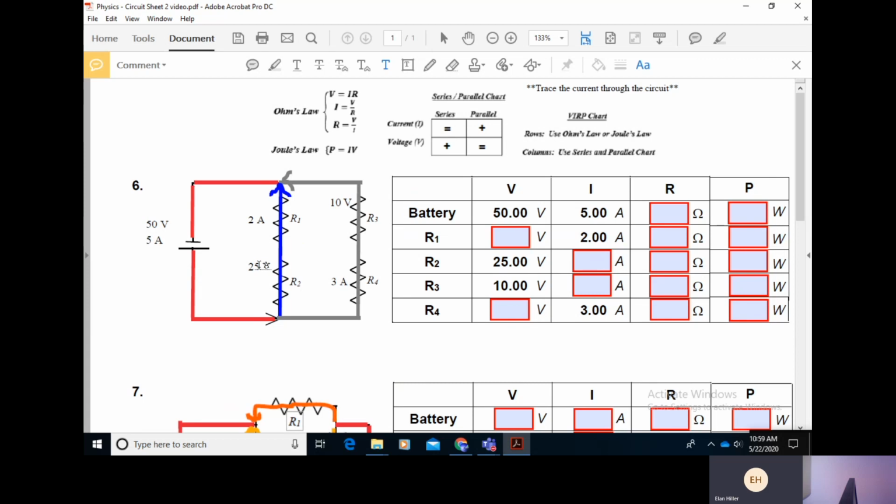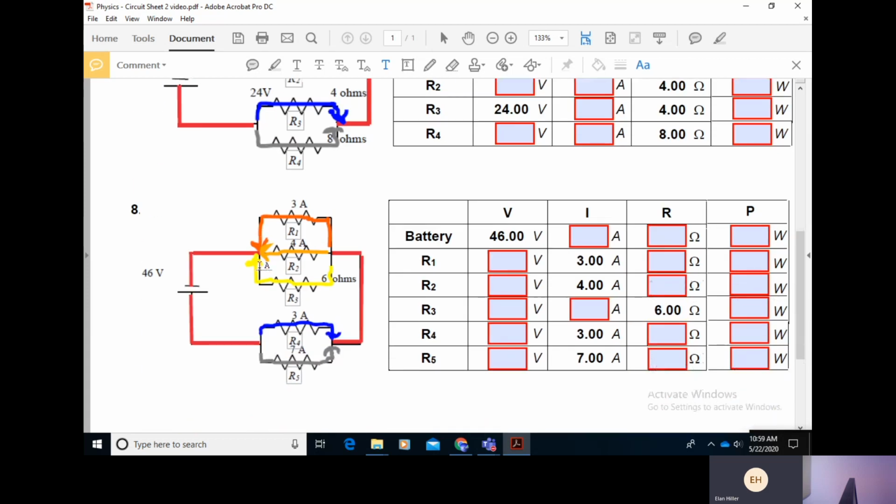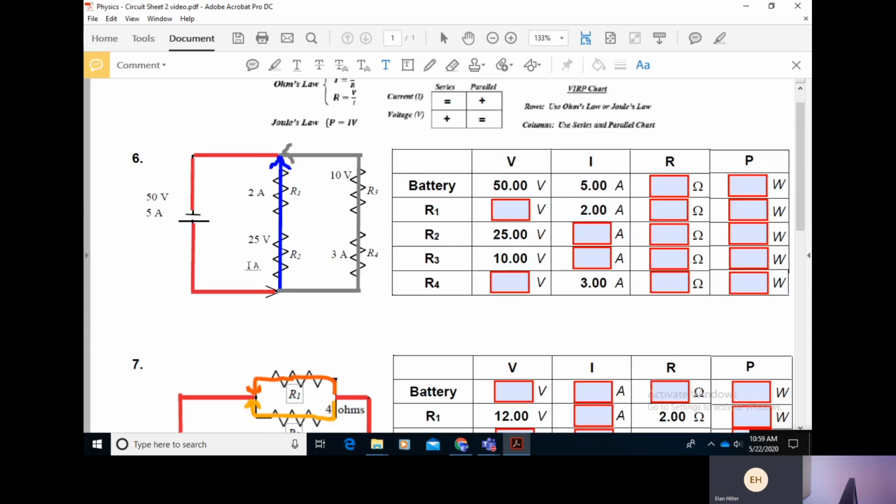Now, I took the liberty of doing that for circuit puzzles 6, 7, and 8 so that I could color code it for you. You can see the total amount of current is colored in black. That total current has split up into current going across the middle pathway that I colored in blue, and current across the outer pathway, which is colored in gray. The blue current plus the gray current has to add up to the total black current going across the battery.